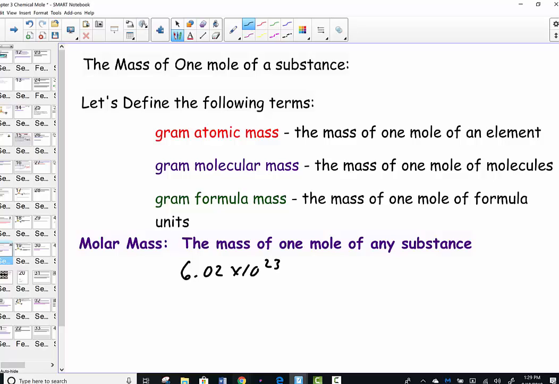That happens to be the number of atoms it takes, called representative particles. For any atom, particles is kind of a general term. In chemistry, the particles will either be atoms.